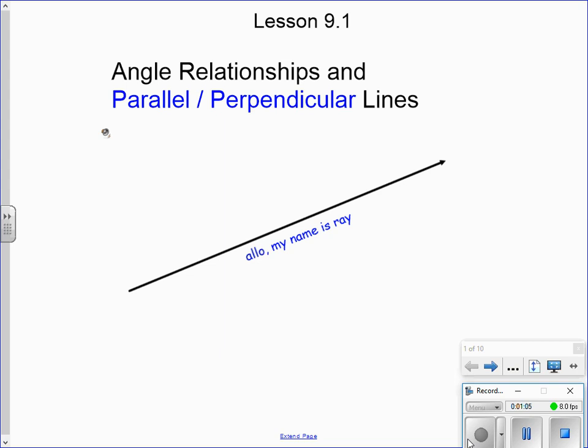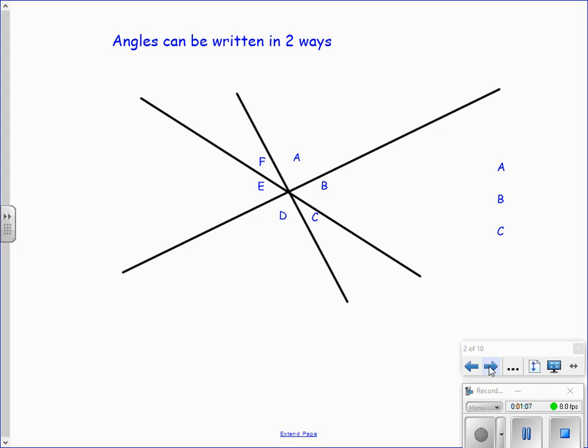Most of you are familiar with lines before and angles. An angle is just where two lines intersect or where they meet. They form an angle. And before we start anything about it, we need to talk about how to write an angle, how to write it down with a pencil on your paper. And there's 2 different ways you can do it.